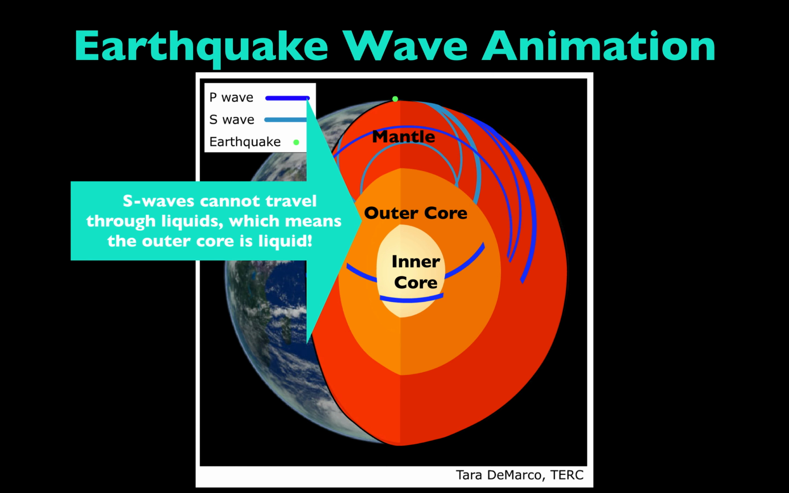Scientists were able to conclude, since S waves don't go through the outer core, they must have realized that the outer core is made up of a liquid. Now, the outer core is made up of iron and nickel. So it's not liquid water, it's liquid iron and nickel. So that when you hear liquid, don't think water, it's liquid metal.